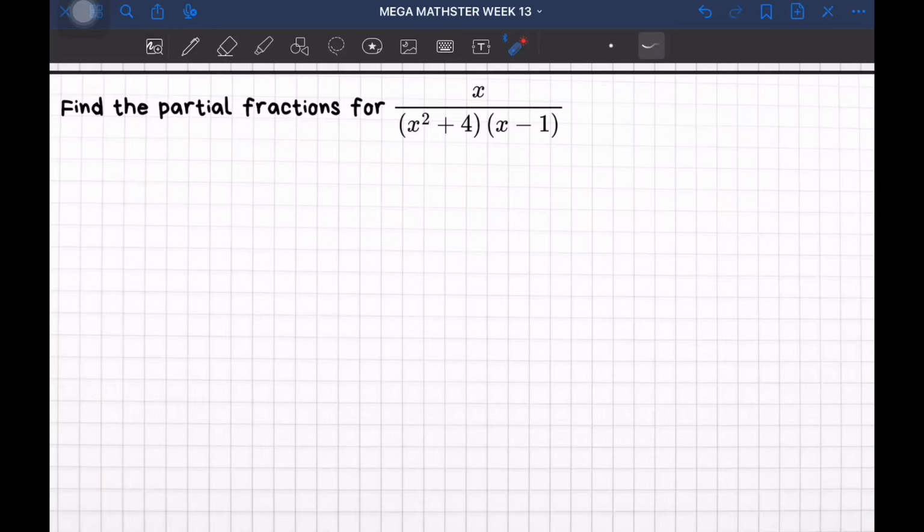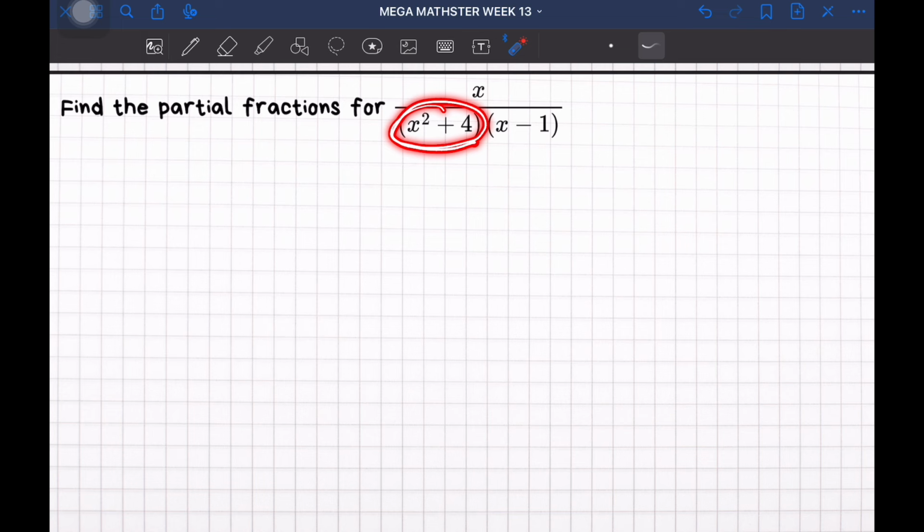So in this video, we are going to find the partial fractions for this fraction. First, identify the type of denominator that we have. For the first factor over here, we have x squared plus 4. So it's a quadratic. Try to factorize with your calculator.